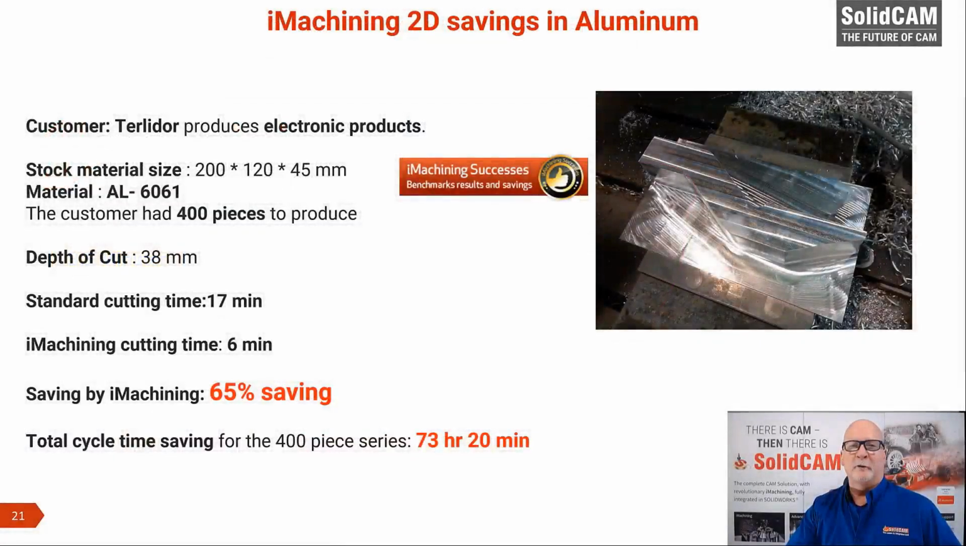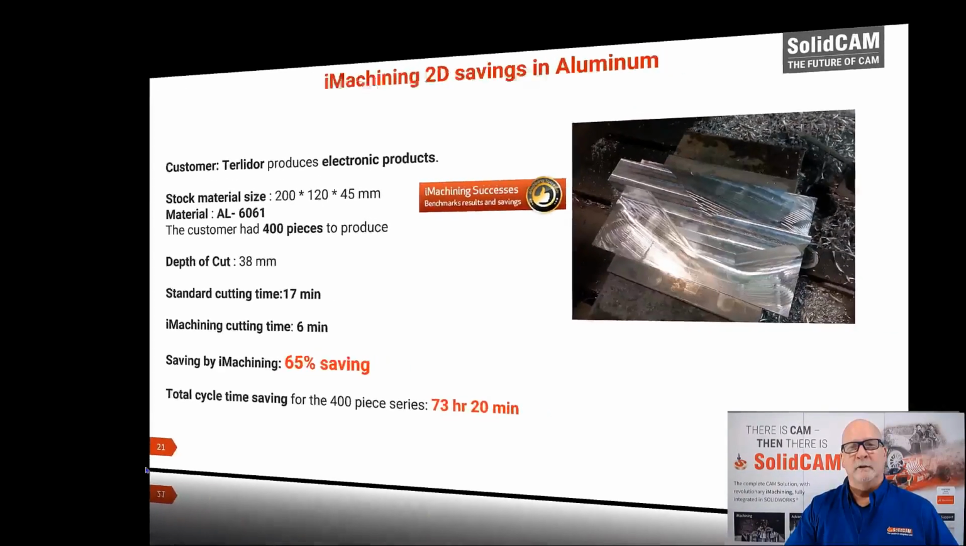Another of our customers was cutting this aluminum part in 17 minutes with their previous system. And when they implemented iMachining, that cycle time came down to 6 minutes with less work-induced stress in the part. Now, that represents a 73.5-hour savings of machine cycle time over a 400-part order, while producing parts with less internal stress that will perform better in the field of service.